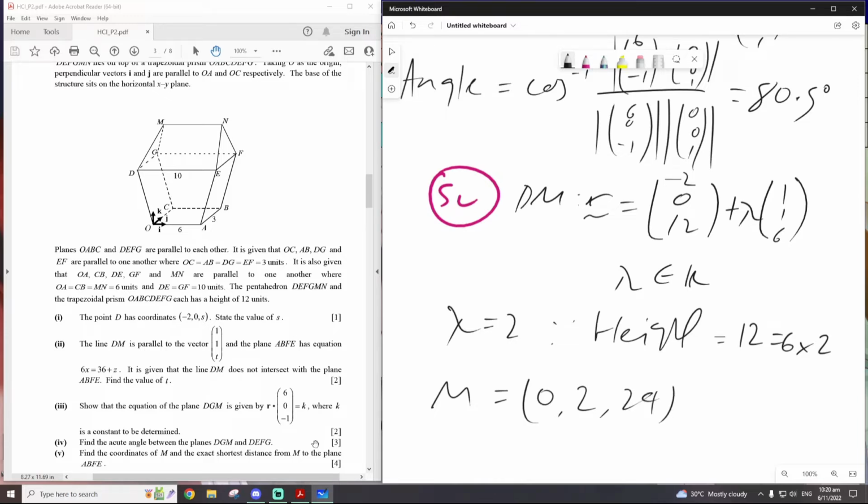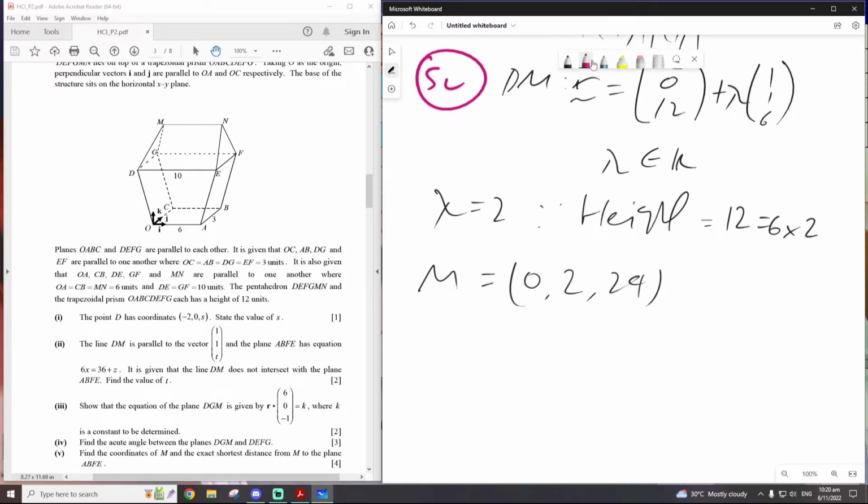For the shortest distance from M to plane ABFE, you can use the point to plane formula, but an alternative, which is essentially the same thing if you work it out, is to find the distance between two planes, DGM and ABFE. I think that's easier in this case. They have the same normal vector, (6, 0, -1). The equation of DGM has constant -24, and for ABFE we need to work it out.